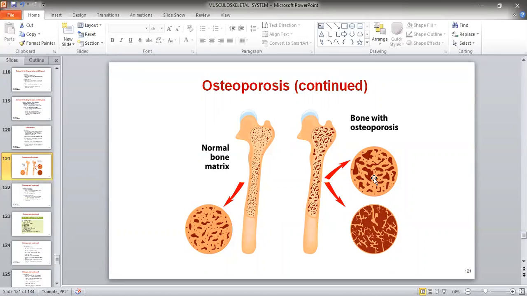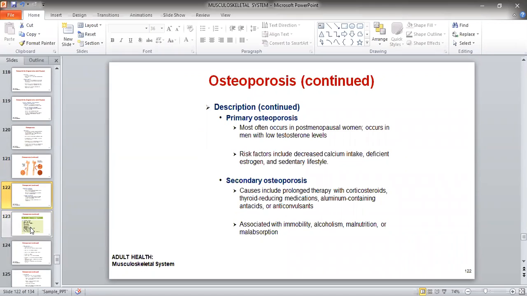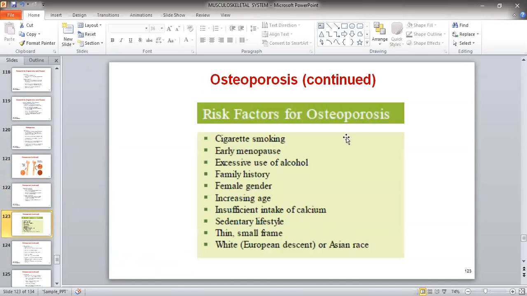So in osteoporosis, the rate of bone resorption exceeds the rate of bone formation, resulting in low bone density and fragile bones. Osteopenia is a precursor of osteoporosis. So what are the risk factors? What are the risk factors for osteoporosis?